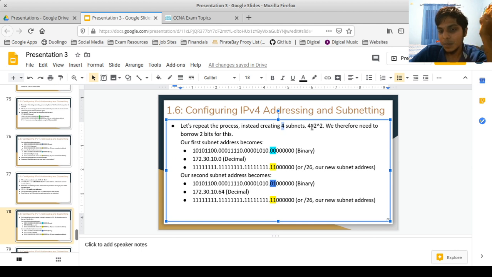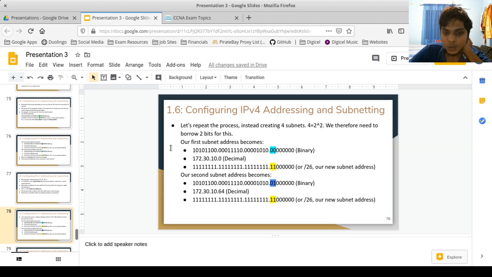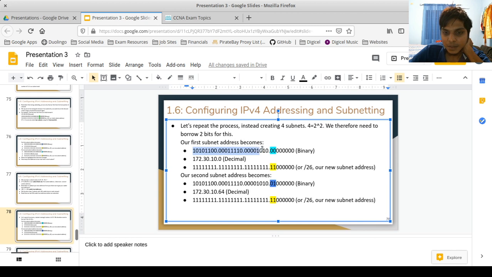You need to know the minimum number of bits that you can use to create your required number of subnets. So in this case, if we're going to create 4 subnets, we need to borrow 2 bits, because 4 is equal to 2 to the power of 2. This second 2 here is the number of bits we need to borrow. So our first subnet address becomes this address again, there. So this is the same thing we borrowed.